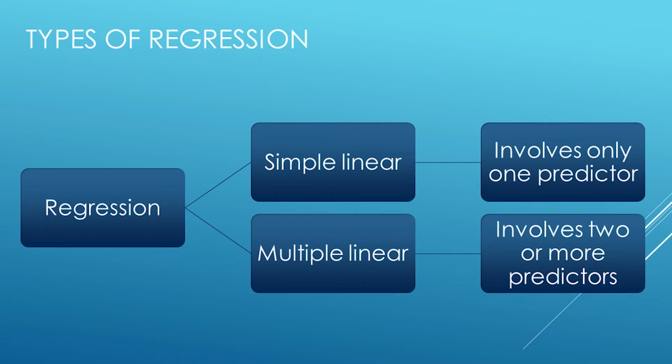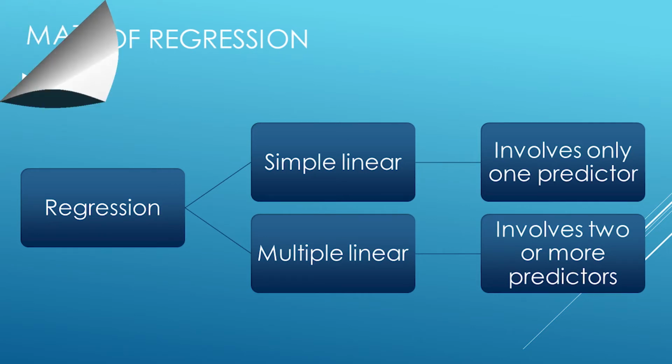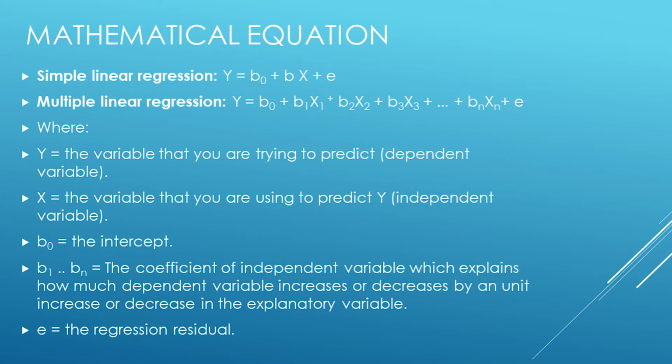Now let's look at types of regression. There are two types of regression. One is simple linear regression, the other one is multiple linear regression. As the name suggests, simple linear regression will involve only one predictor or independent variable, whereas in multiple linear regression, we'll have two or more independent variables. Now let us look at the mathematical equation of our regression types. Simple linear regression is y = beta naught + beta x + e, whereas multiple linear regression is y = beta naught + beta 1 x1 + beta 2 x2 up to beta n xn + an error term.